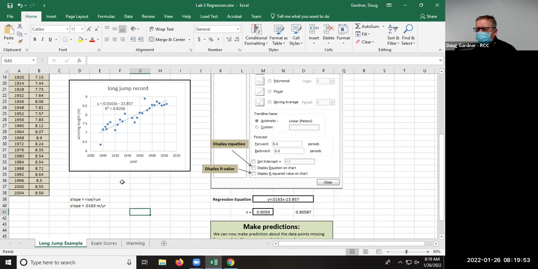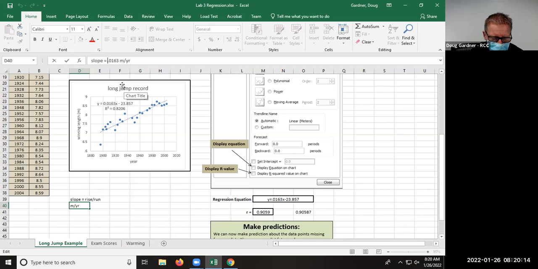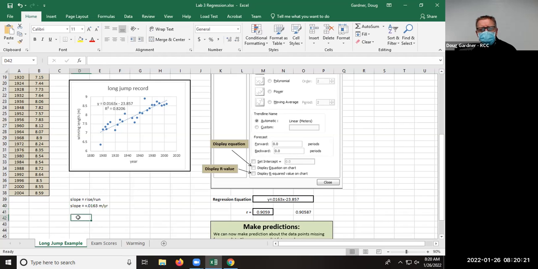So the point is, if the slope is rise over run, and I put the units, I can see the slope here is 0.0163. If I put the units for rise, meters, divided by the units for run, years, all of a sudden I look at this number and I go, oh, wow, that actually means something really cool here. It's not written here, but it's important to point out that it's actually a positive number. So what does that slope actually mean?